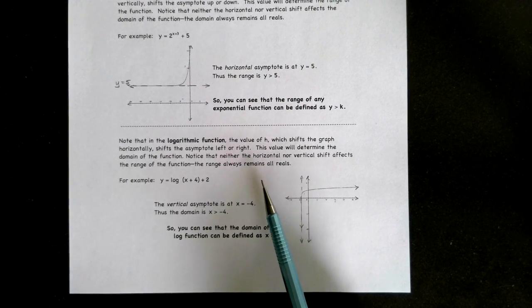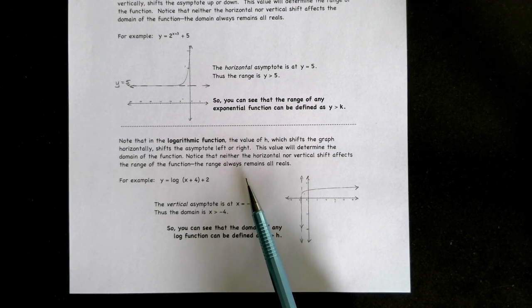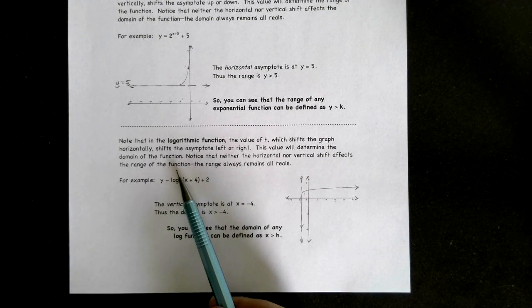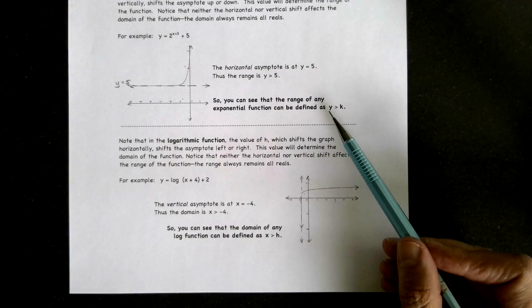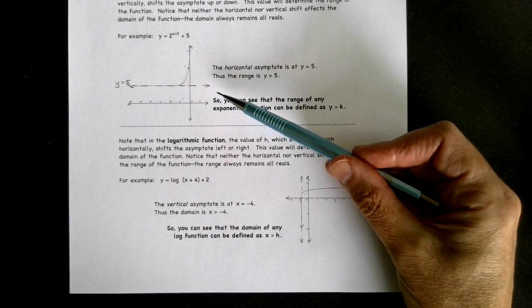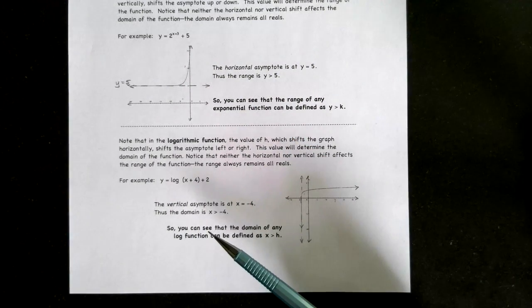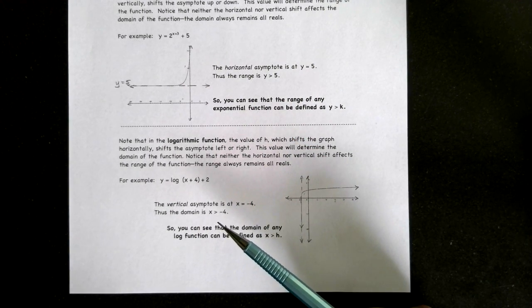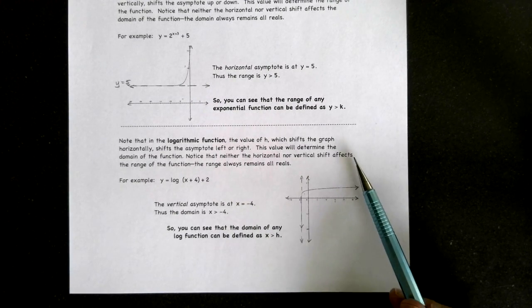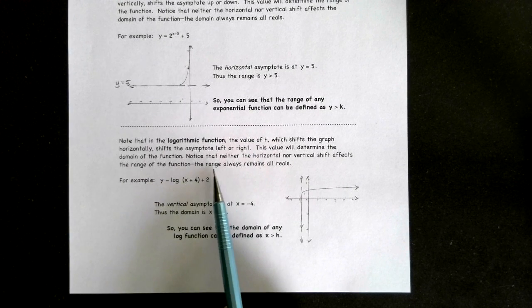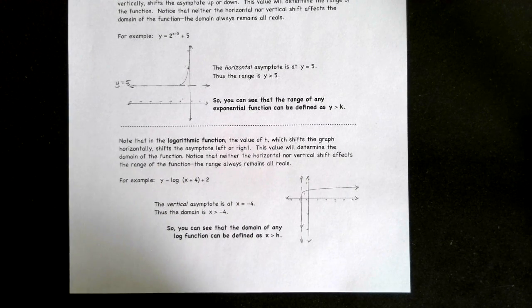So it's going to be the h value that will determine the domain of the function. Here, this determines the range. In log functions, it's the h value that will determine the domain. And notice that neither the horizontal nor vertical shift affects the range of the function. The range here is always all reals.